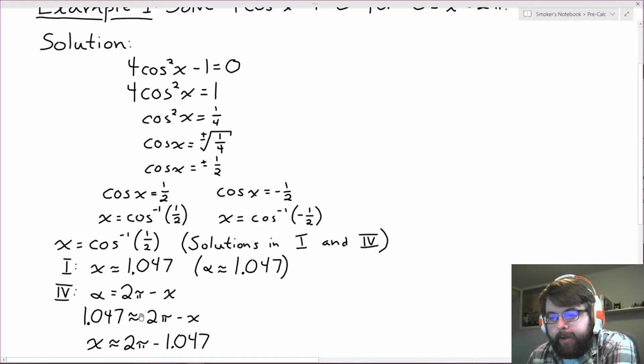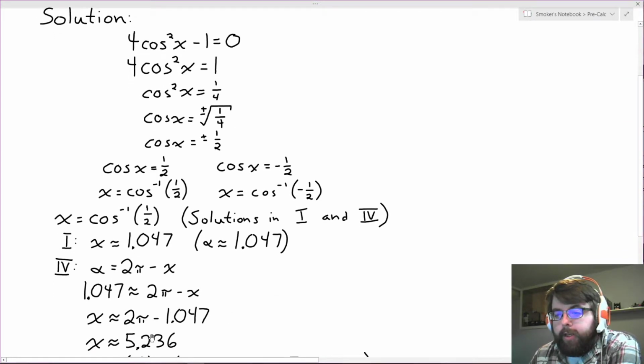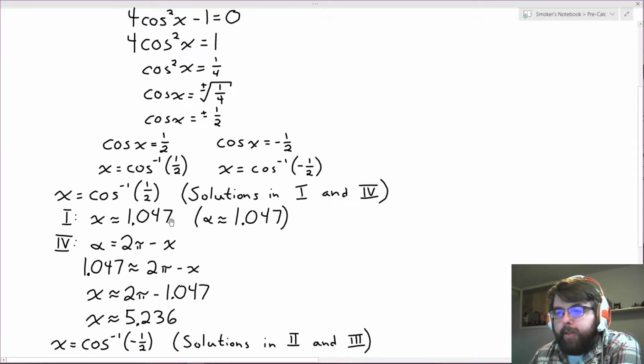1.047, using the approximately equal to whenever you insert an approximated value. And 2 pi minus that value is 5.436. So that is two solutions. I have two solutions now. I have this value here.